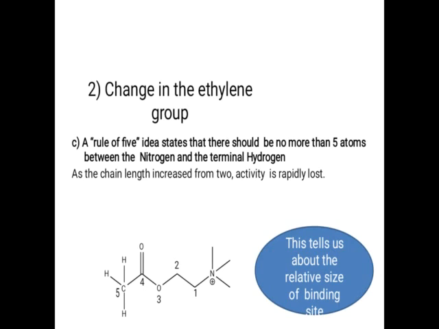Next one, change in the ethylene group. As the rule of 5 states, there should not be more than 5 atoms between this nitrogen and the terminal hydrogen. Take any terminal hydrogen, between the two there should not be more than 5 carbon groups. So if we change the ethylene group, it may be propylene or butylene, it will decrease the activity.